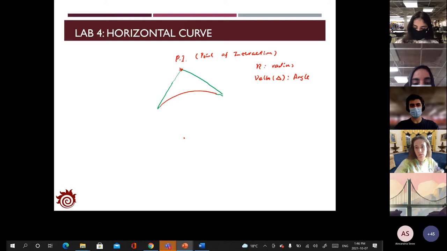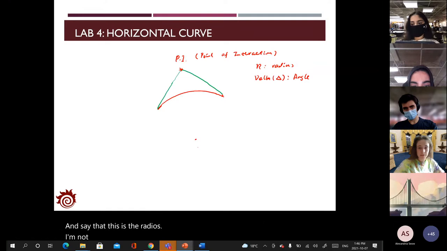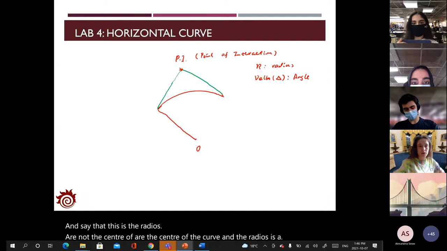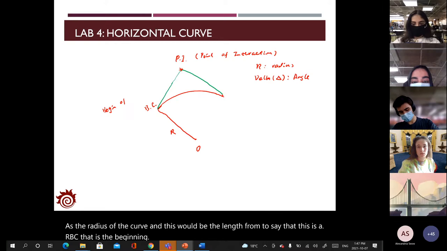So the red one is the curve we are trying to draw. And say that this is the center of the curve, and the radius is the radius of the curve, and this would be the length from O to BC, that is the beginning of curve.